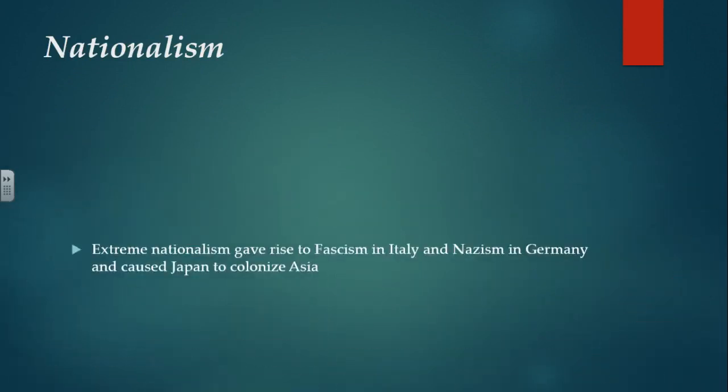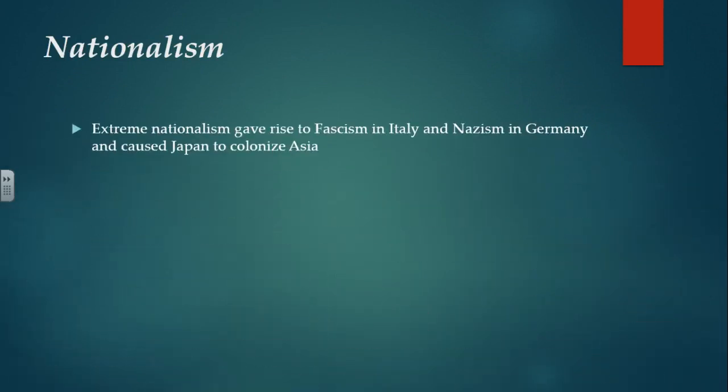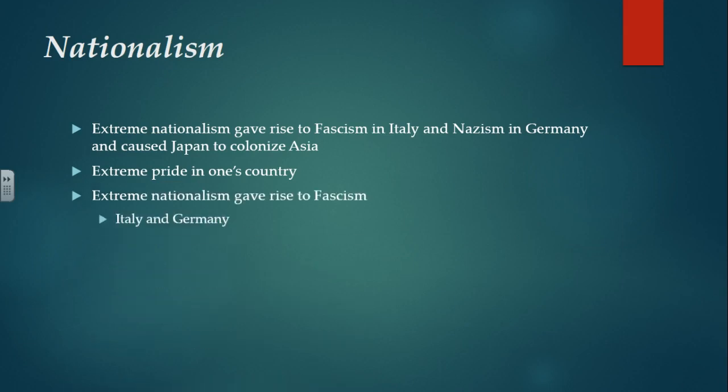Next, we have nationalism. Nationalism is known as extreme pride in your country. This is going to give rise to fascism in Italy. So we're going to have the fascists come to power in Italy, the Nazis in Germany, and Japan is going to start colonizing Asia. So they basically walk in, say, hey, rest of Asia, you are now Japanese. There's going to be extreme pride in one's country, which is nationalism. That is important. Make sure you know what nationalism is.